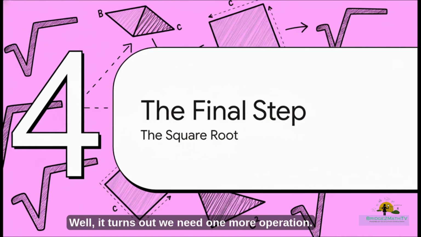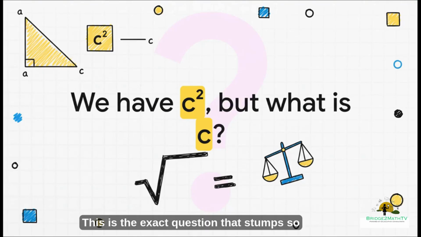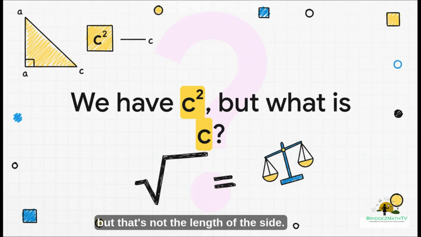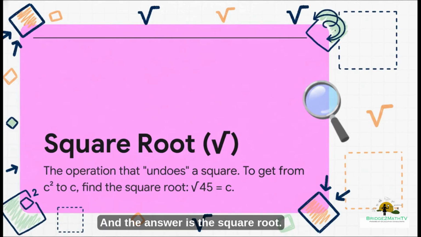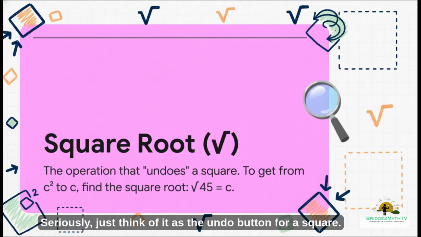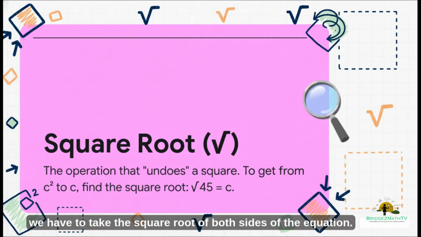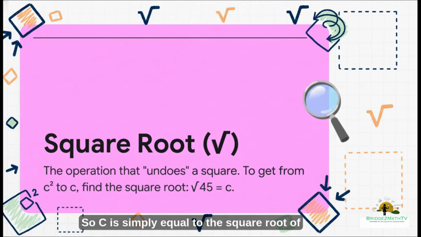So how in the world do we get from C squared to just plain C? Well, it turns out we need one more operation, basically the opposite of squaring a number. This is the exact question that stumps so many people when they first learn this stuff. It's a great question. We found what C squared is, but that's not the length of the side. So, how do we isolate C? And the answer is the square root. Seriously, just think of it as the undo button for a square. To get C all by itself, we have to take the square root of both sides of the equation. So C is simply equal to the square root of 45.